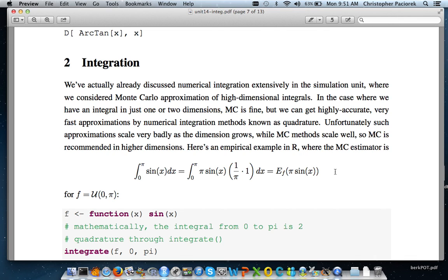So oftentimes you can do these sorts of tricks when you're in these kinds of situations and you want to get something to look like an expected value.